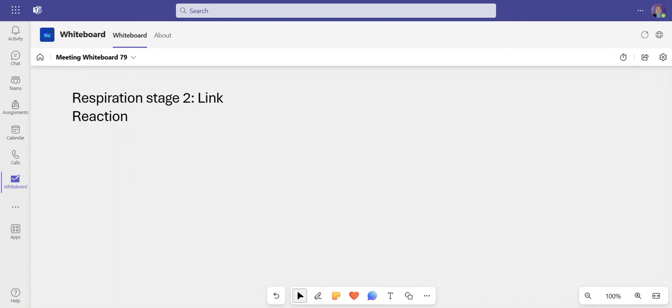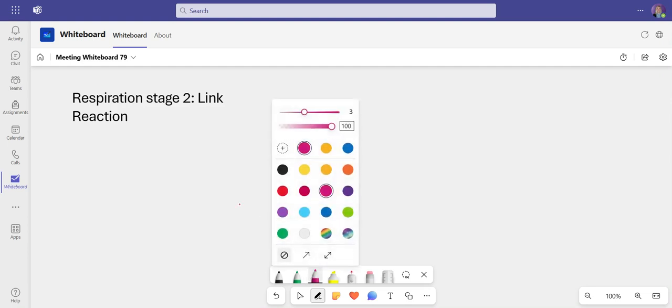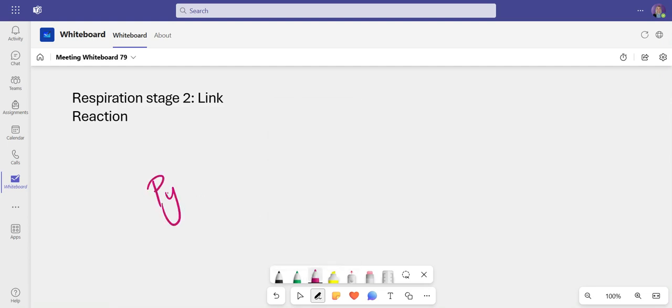So we're going to look at respiration stage 2, which is the link reaction. It follows on from the respiration stage 1 video on glycolysis, so you might want to watch that first. So at the end of glycolysis, we've made a molecule called pyruvate. Well, we've made two pyruvate molecules per glucose. Okay, so we've got two pyruvate molecules from the previous stage.